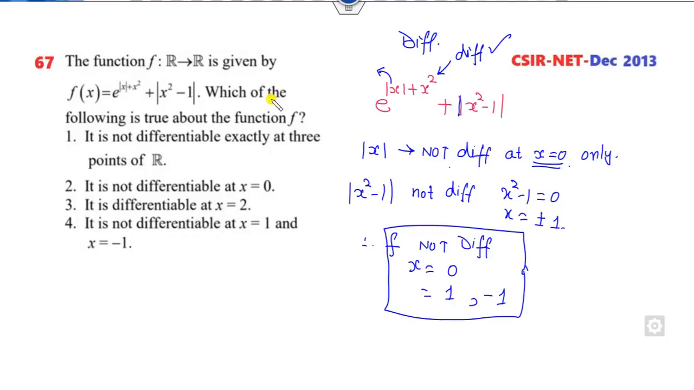Now look at the options. F is not differentiable exactly at the 3 points. That's fine, because this is a polynomial, it is differentiable everywhere. F is not differentiable at x is 0. Fine. F is differentiable at x is equal to 2. Fine. F is not differentiable at 1 and minus 1. Fine. If it said it is not differentiable only at this, then the option is cancelled out. But here they are talking about this point as well. So this is the right answer.